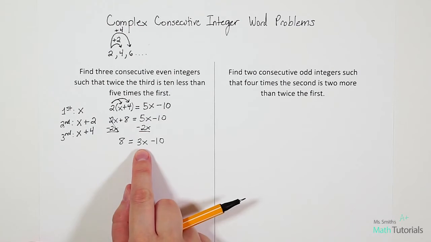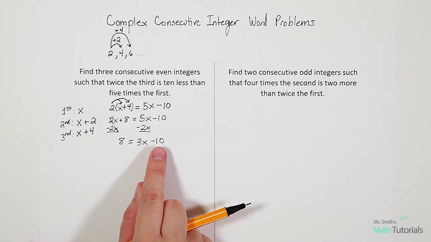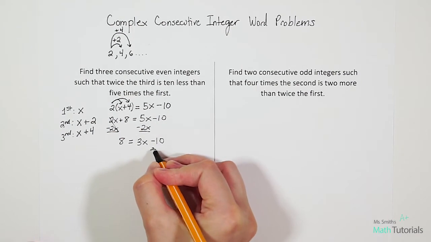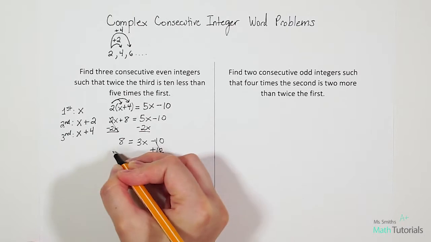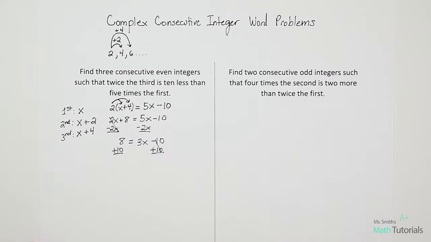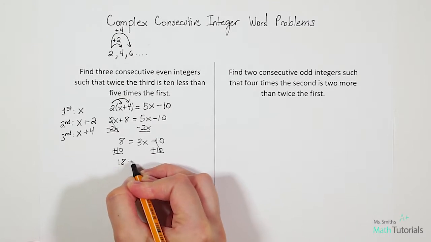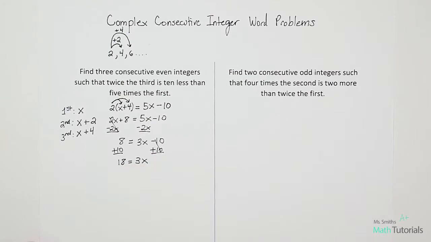So now we've got our x's together, but now we need to get our constants together. So we need to take this negative 10 and move it over to the 8. We're going to do that by adding it. 8 plus 10 is 18 equals 3x.